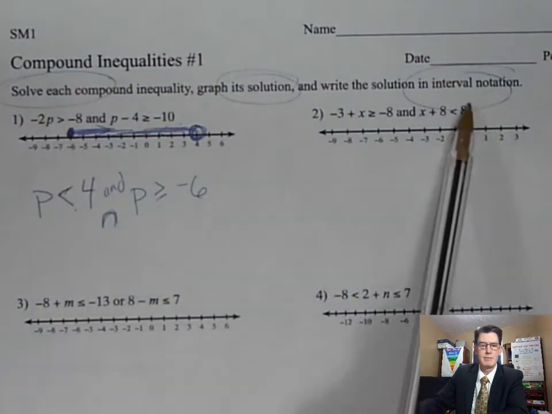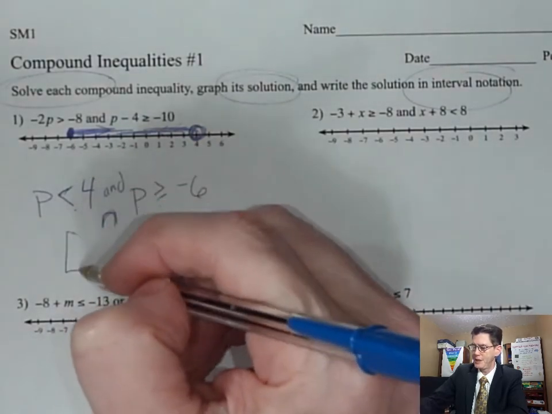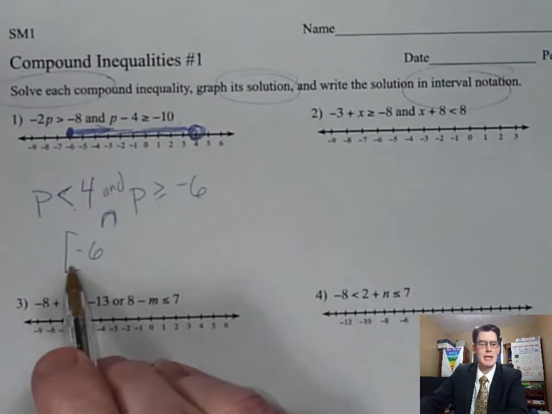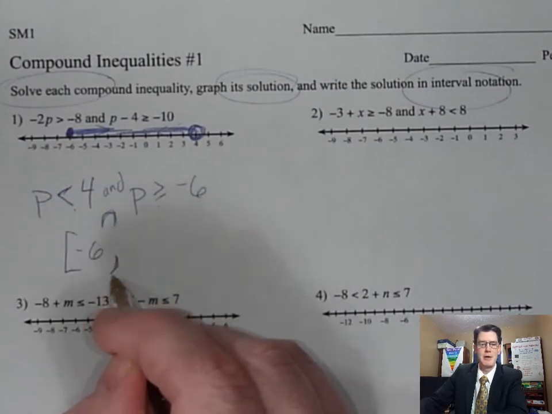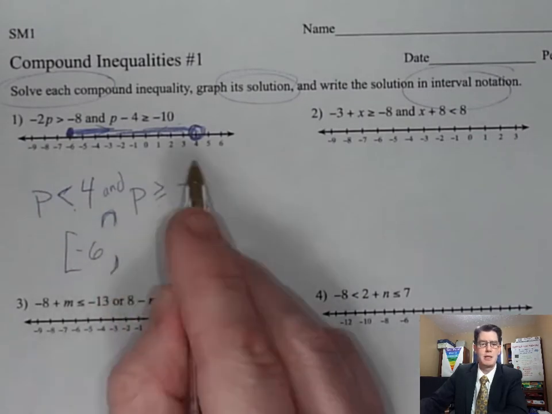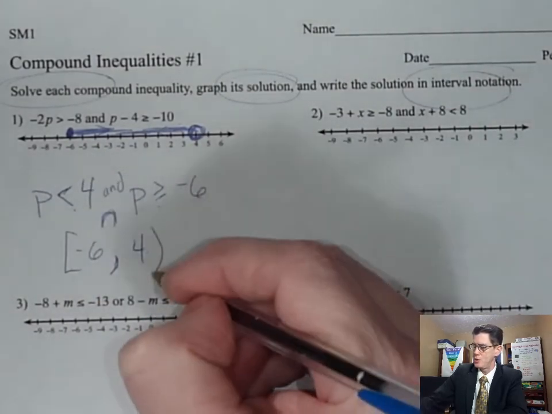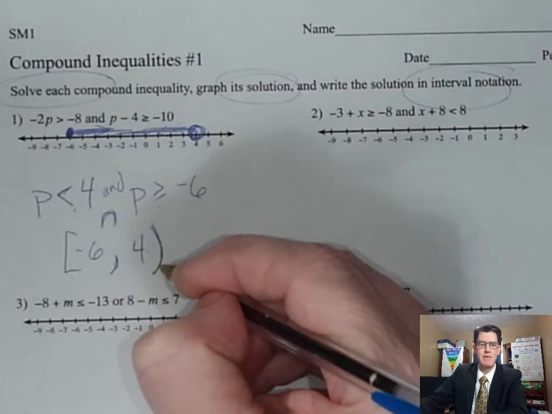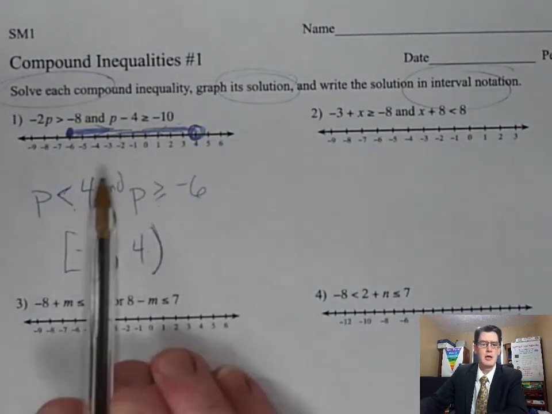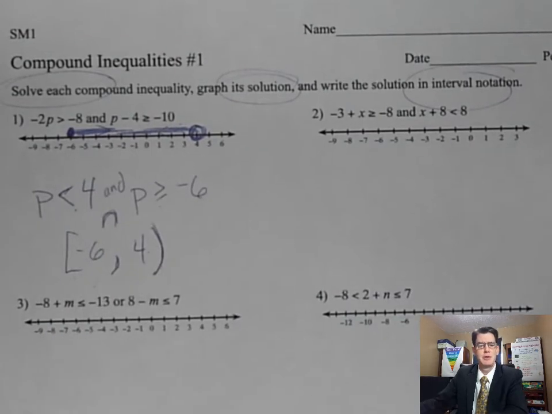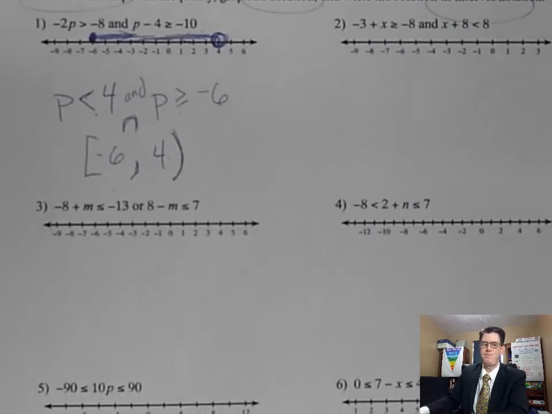I've graphed it. Now I'm going to write it in interval notation. The -6 is included, so I use the brackets, because the brackets means you include it. And I've shaded in everything up until the 4, and I don't include the 4 because it doesn't have an equal to. There it is, solved, graphed, and interval notation. That's an and problem because they overlap.